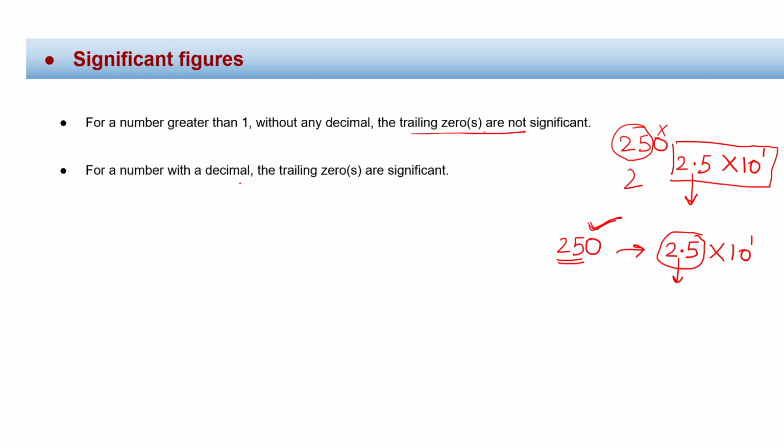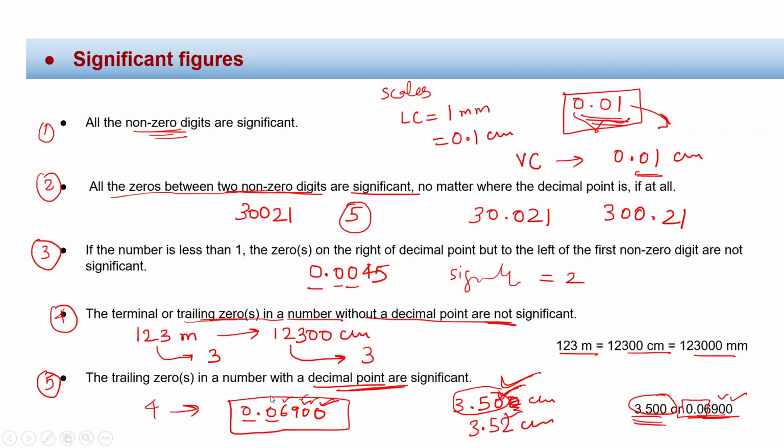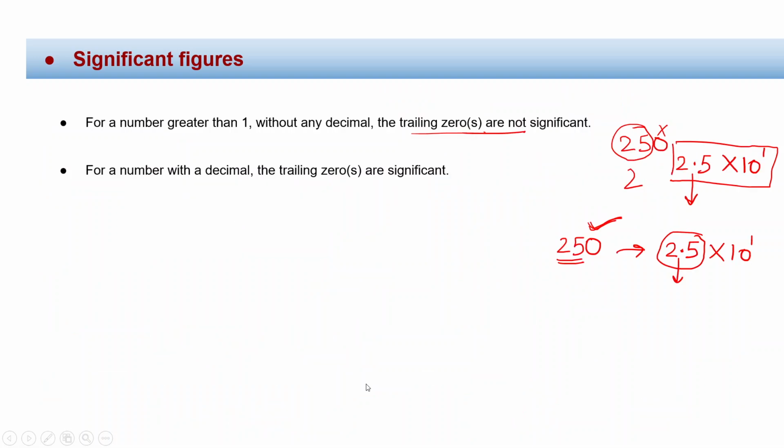For a number with a decimal, the trailing zeros are significant. This is again the same, I think we discussed it here. If there is a decimal point, then trailing zeros are significant. So if I'm writing 2.5, then it becomes 4 significant figures.